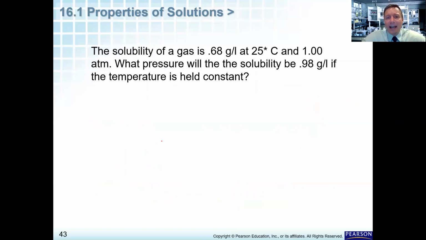The solubility of a gas is 0.68 grams per liter at 25 degrees Celsius and 1 atmosphere. What pressure will the solubility be 0.98 grams per liter if the temperature is held constant? Let's just analyze this real quick here. My temperature is constant, my pressure is given to me, but it wants to know what the pressure is going to be if I go from 0.68 to 0.98. So my solubility increases, it should make sense that I'm looking for a higher pressure. So let's go ahead and start this.